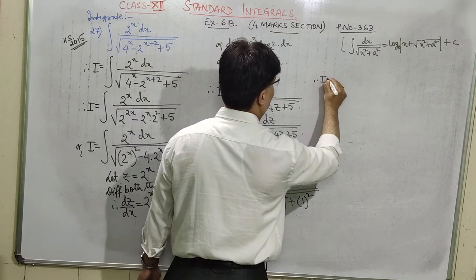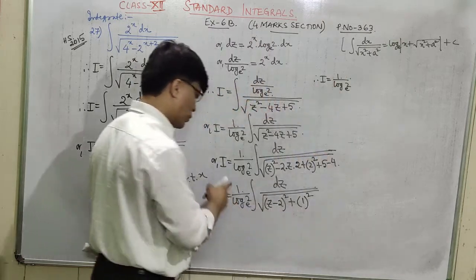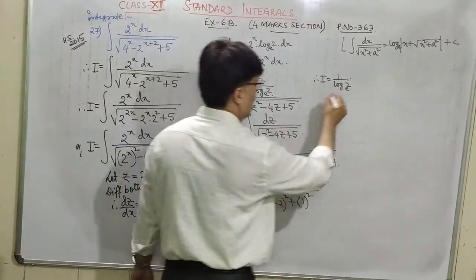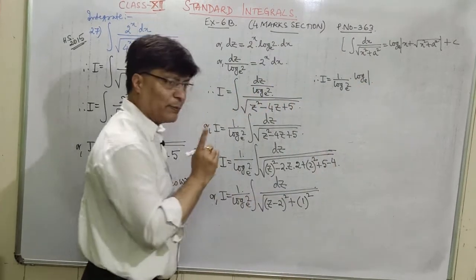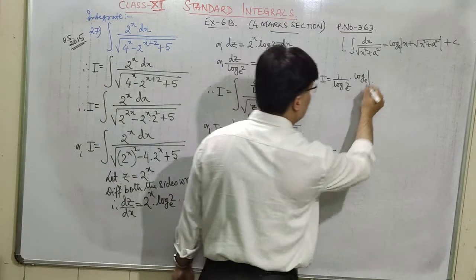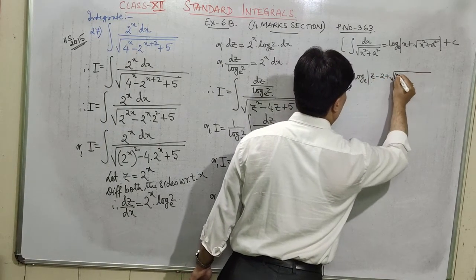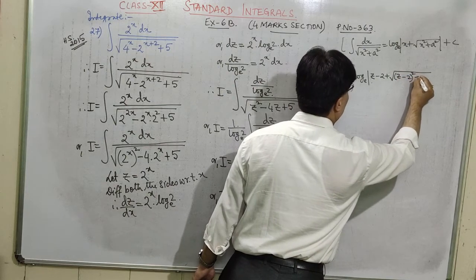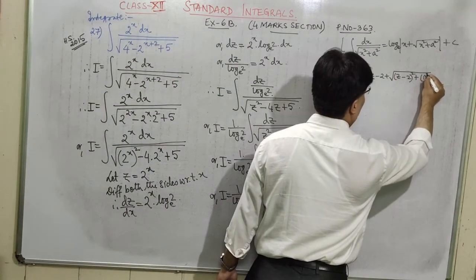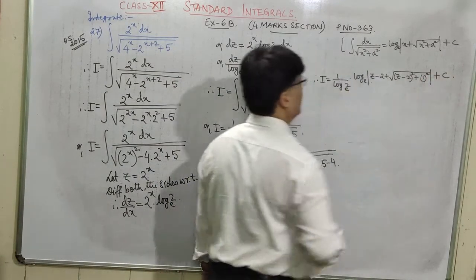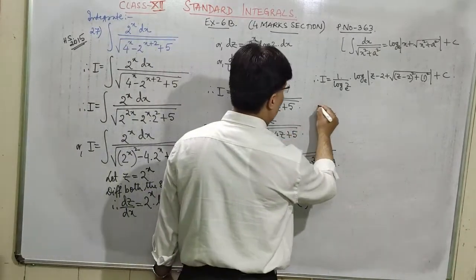Therefore I is equal to 1 upon log 2 base e into. So what is the formula now? Log within mod. Here the base is z. What is x? Z minus 2. Z minus 2 plus root over x whole square, z minus 2 whole square plus, what is a whole square? 1 whole square. It is 1 whole square mod sign close plus c. So I think you have understood it. So let us simplify it further.